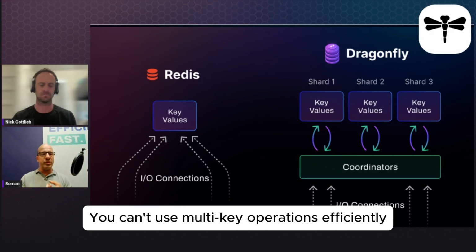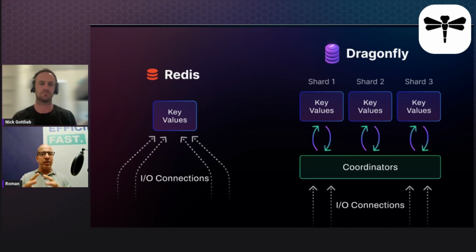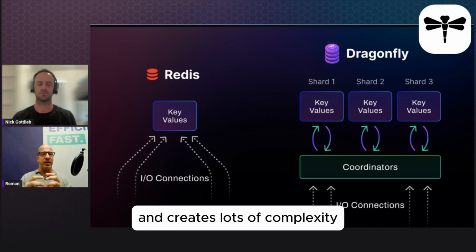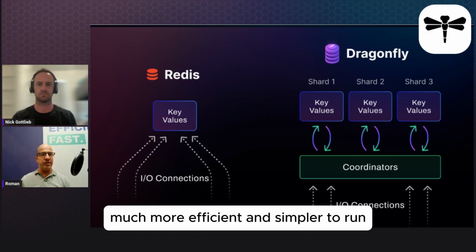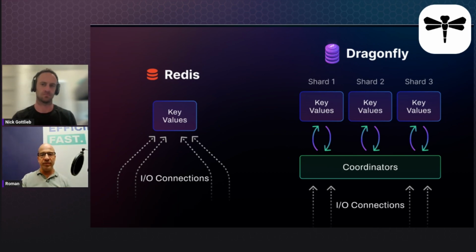You can't use multi-key operations efficiently on Redis cluster. All this limits and creates lots of complexity when managing Redis clusters. So Dragonfly, in that sense, is much more efficient and simpler to run.